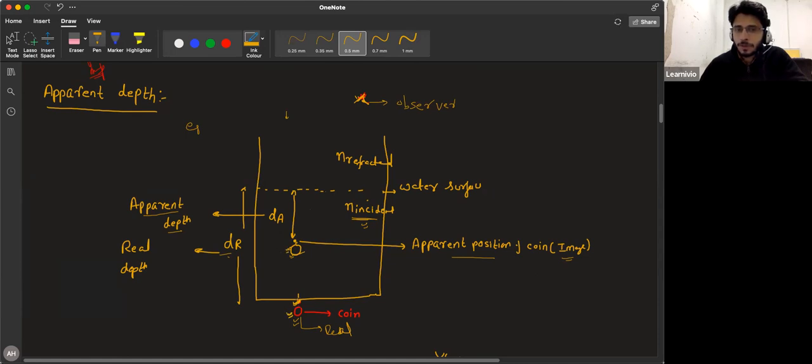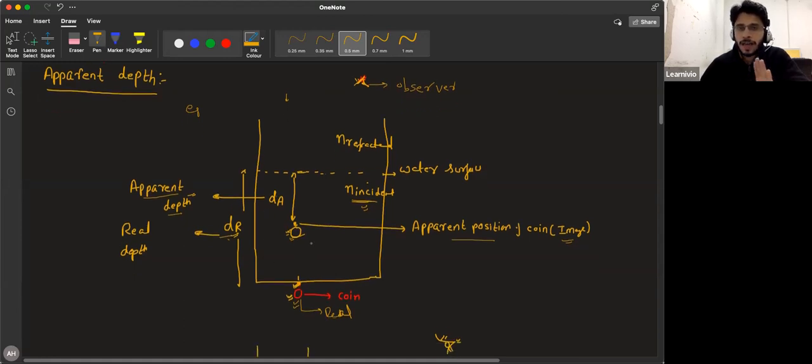The separation of the actual position from the free surface is known as real depth. And the separation of this apparent position from the free surface is known as apparent depth. But if you look at it from the sides, it appears to be at the original position. No, if you look at it from here, it will not appear at the original place. Why this happened, we will discuss. Everyone, is it clear what apparent position and apparent depth mean?